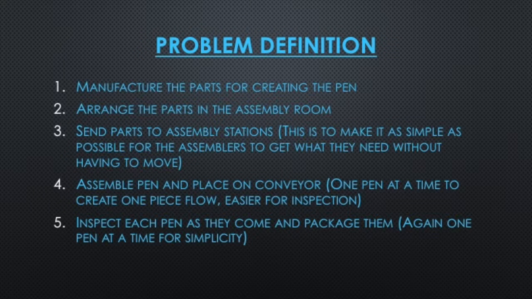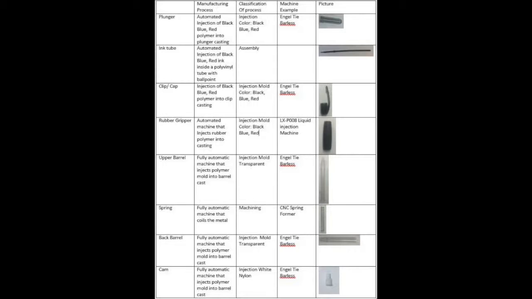The problem has to be examined from the beginning to the end, the beginning being the manufacturing of all the parts and the end being the final product that is inspected and shipped out. It starts with the manufacturing of the parts. We control the manufacturing of all of the parts that go into a pen. It starts with the plunger, which is an automated injection of black, blue, or red ink polymer into a plunger casting.